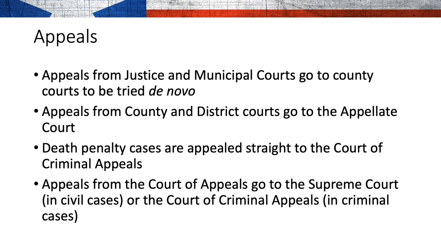Appeals from the county and district courts go to the appellate court, and that's where you see no witnesses, no evidence, only the record of the trial being considered. Death penalty cases, like I said, are appealed straight to the Court of Criminal Appeals. And appeals from the Court of Appeals go to the Supreme Court in civil cases and juvenile cases, and the Court of Criminal Appeals in criminal cases.